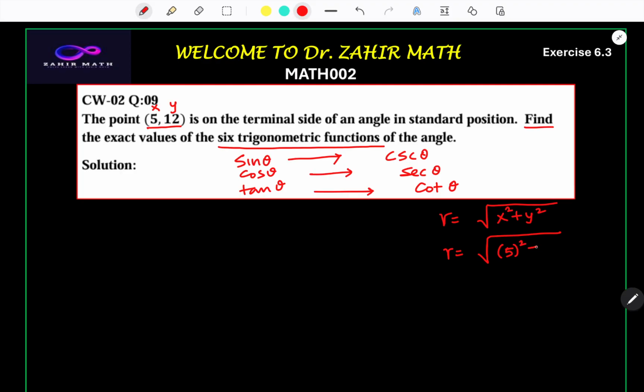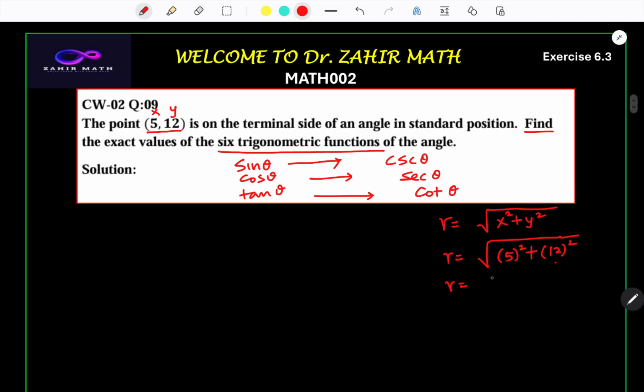So r is equal to square root of, what is your x? 5 square. Always try to put the bracket even though minus is not there, otherwise you will make mistakes. And then 12 square. You can put it directly in the calculator. This is 144 plus 25, which is 169, which is equal to 13. If you want to do it manually, you can, or better, use the calculator.